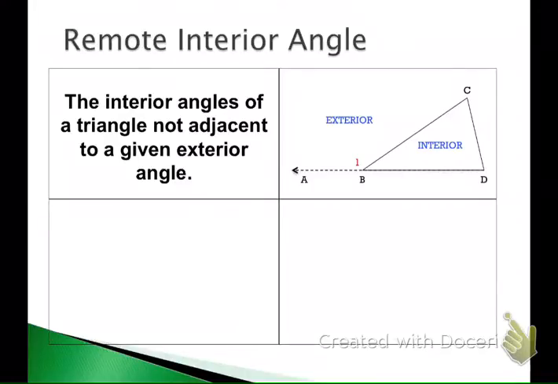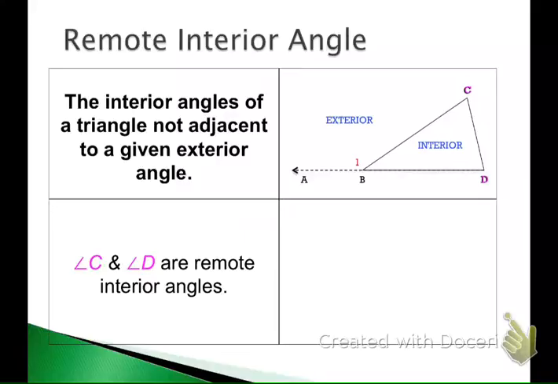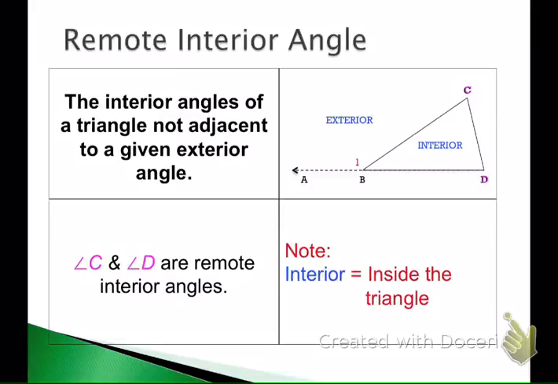I want you to look at the exterior angle. The exterior angle is angle 1. The remote interior angles are the interior angles that are not touching it. That would be angle C and angle D. Those are the ones that are far away, not touching the exterior angle. You have your exterior angle right here, angle 1. The remote interior ones are the ones farthest away.